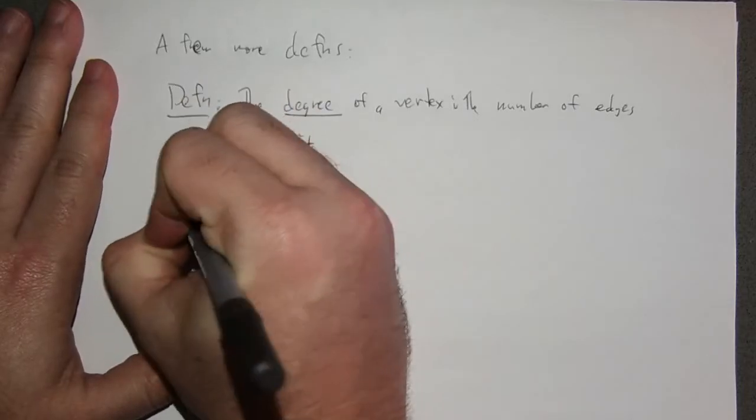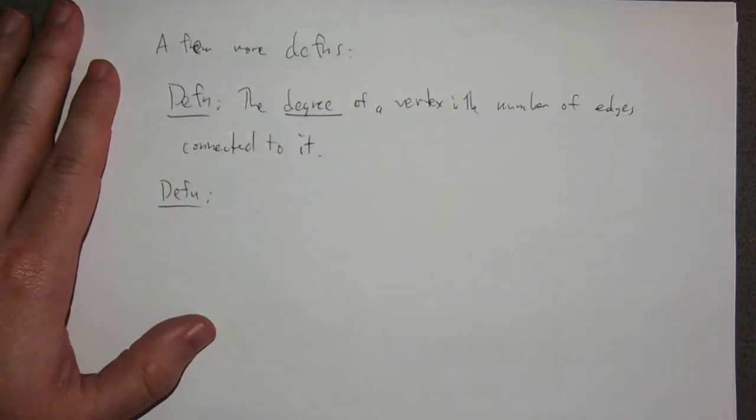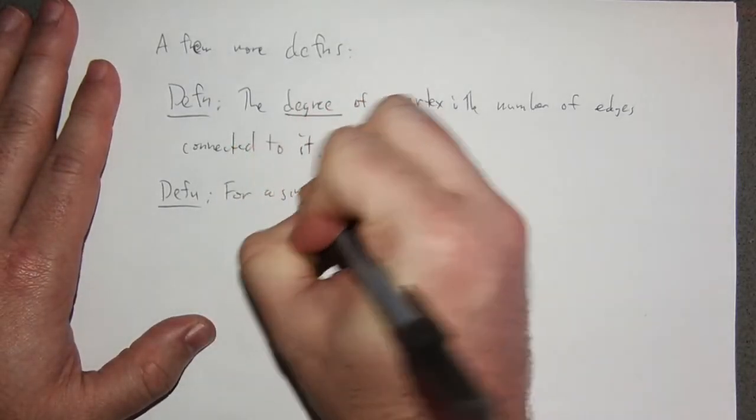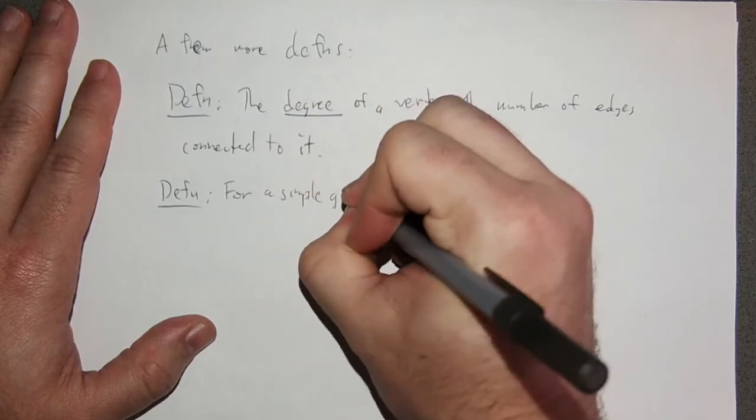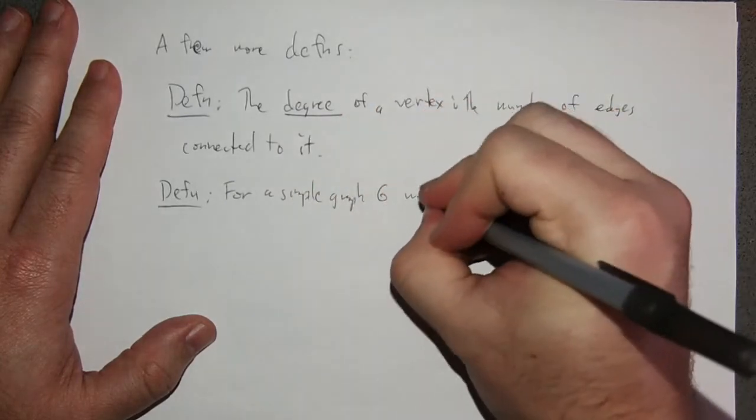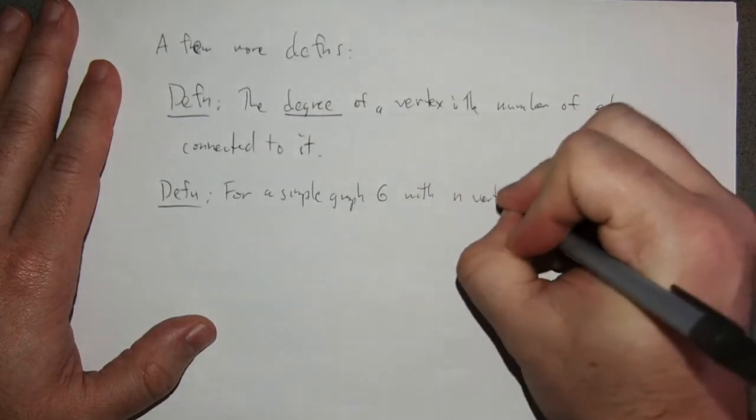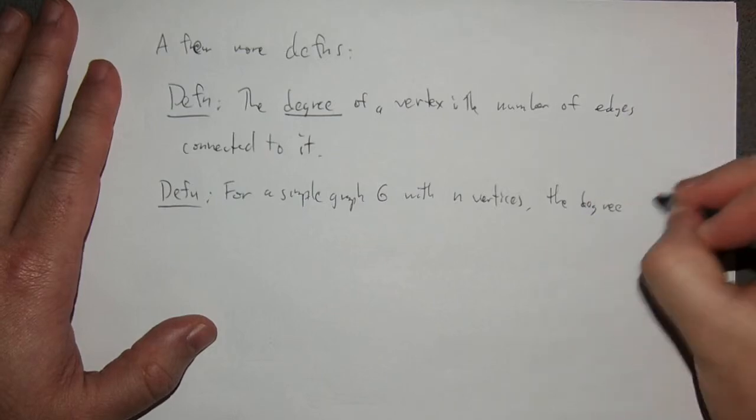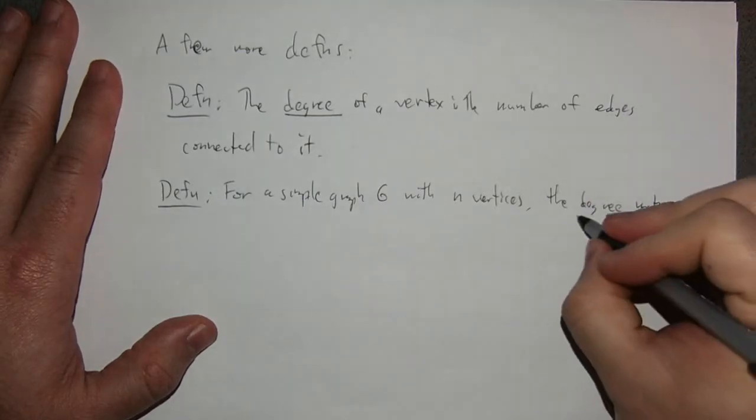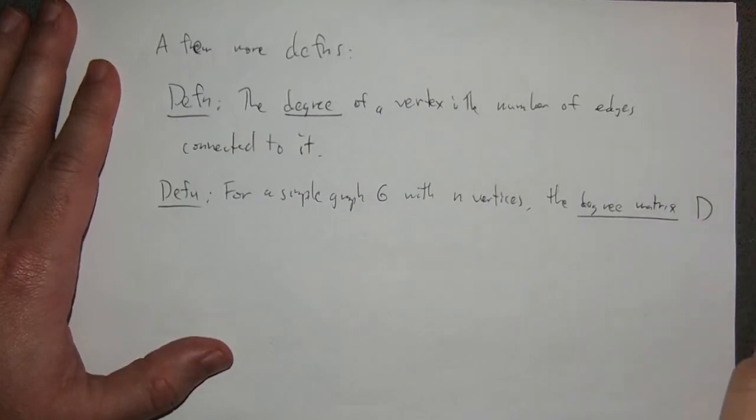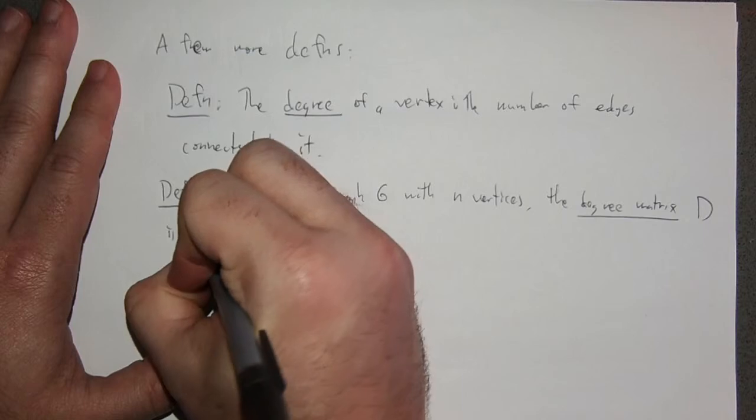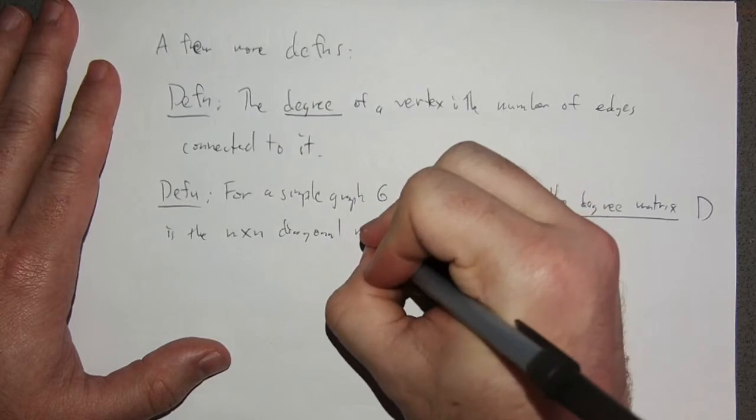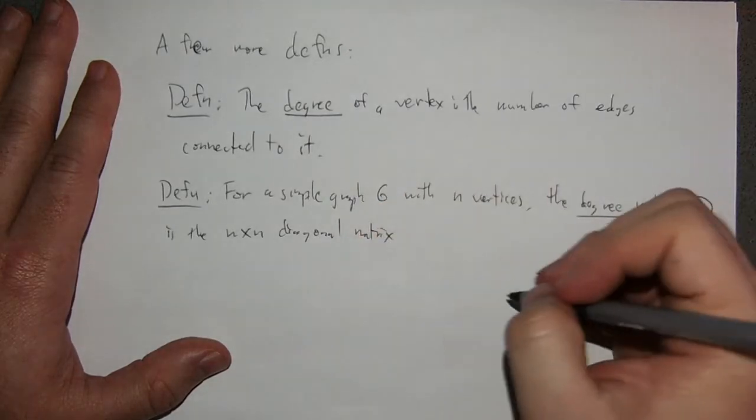So, more definitions for a simple graph G with n vertices. The degree matrix D is the n by n diagonal matrix that looks like this.